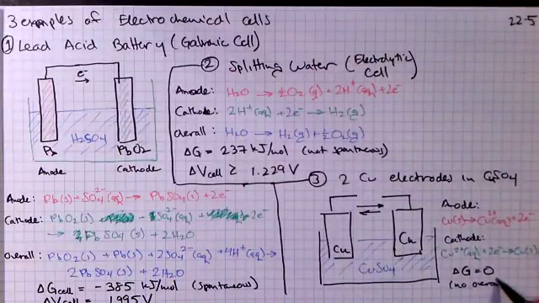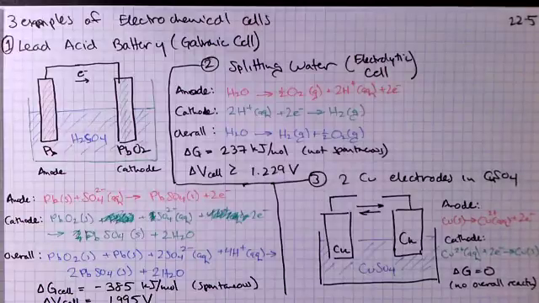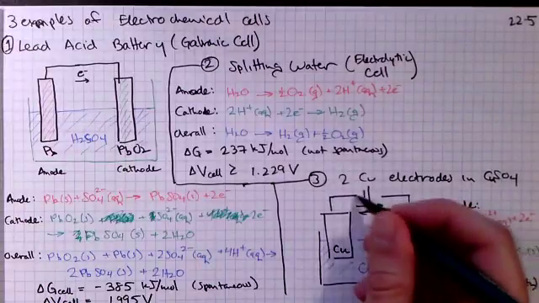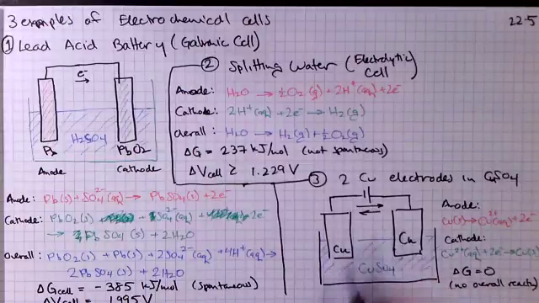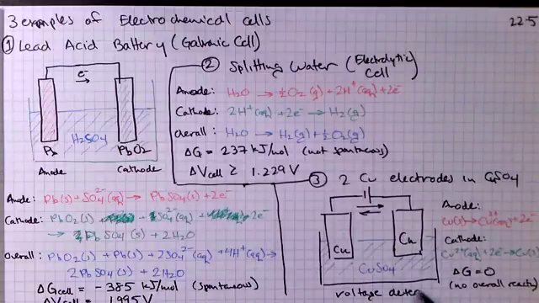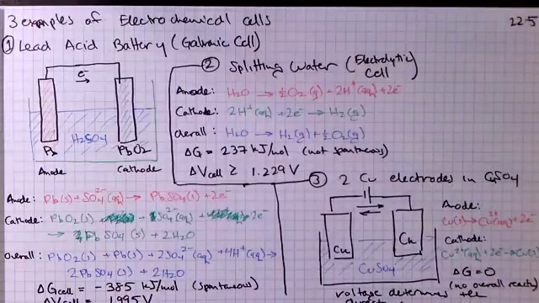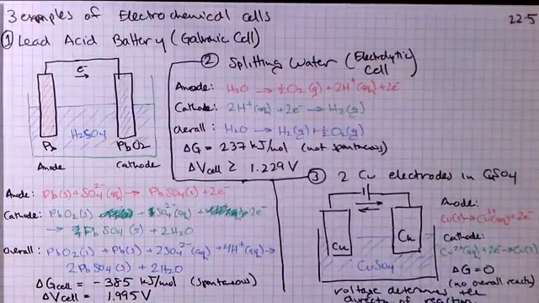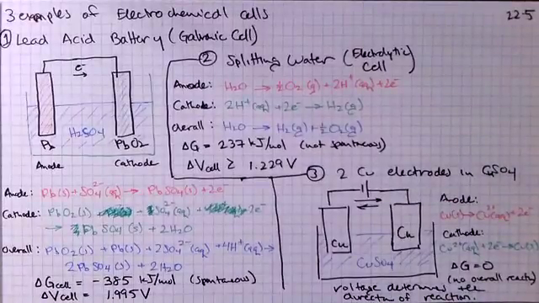No overall reaction. But we could run this in either direction by hooking a battery up to it one way or the other and cause copper to precipitate out on one electrode or the other. So the voltage applied in this case determines the direction of the reaction. Okay, so these are 3 sort of limiting cases of different kinds of electrochemical cells.